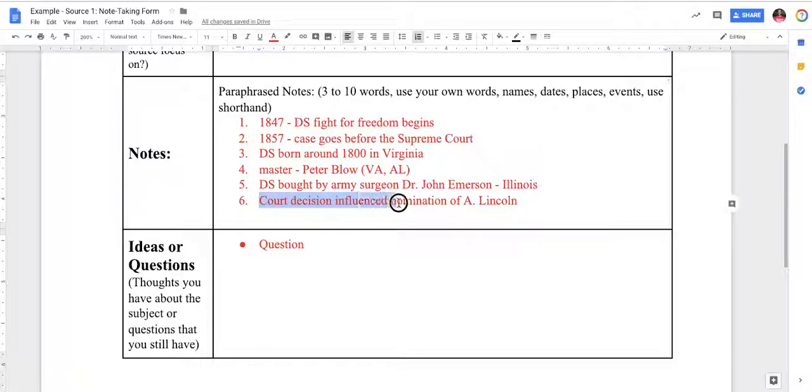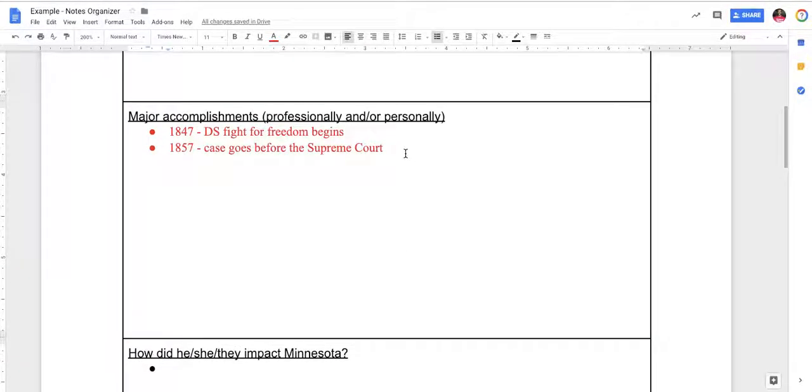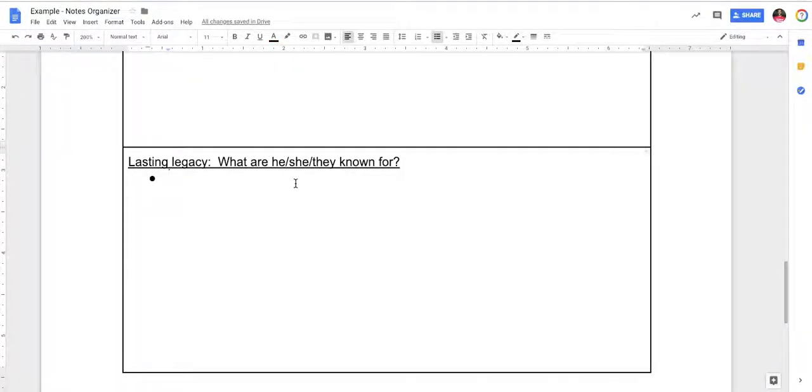Then I got one that's a little different. It says, court decision influenced the nomination of Abraham Lincoln. It also started the Civil War. That's an impact of his major accomplishment. So I could put it in his major accomplishment, but it would probably make more sense to put it in his legacy, because it impacted the nomination of Abraham Lincoln a couple years later. So I'm going to place it in there. Also, when I start getting notes on the Dred Scott decision, which made the South and the North so enraged, one side in favor, one side against, that caused the tension between the two sides and caused the Civil War. That would go in this box too.